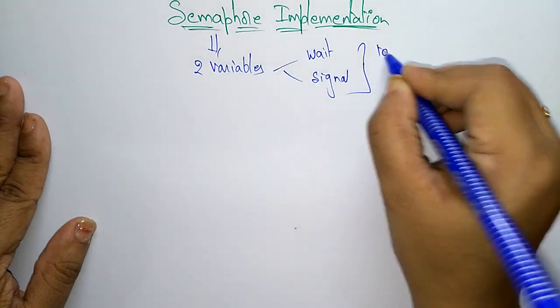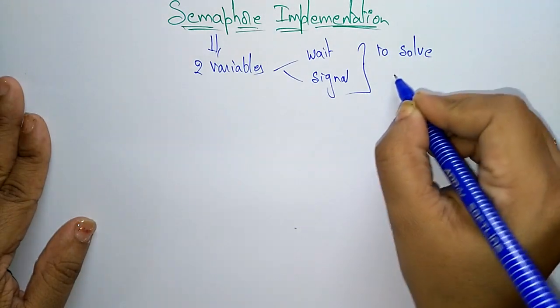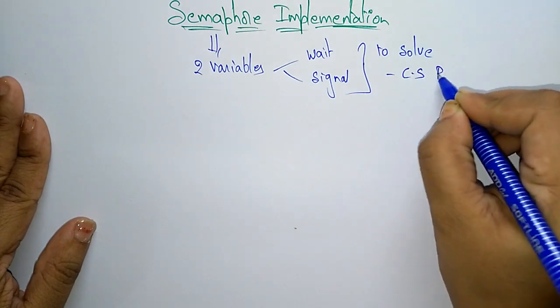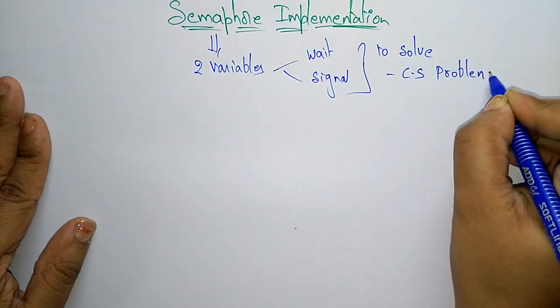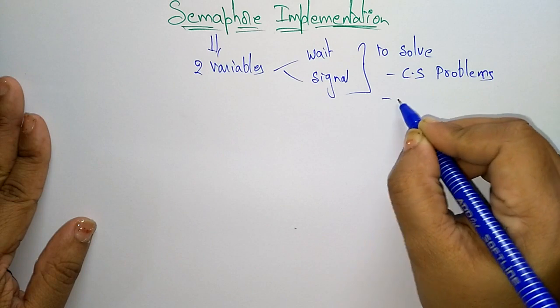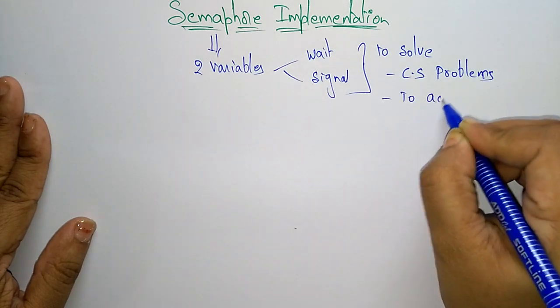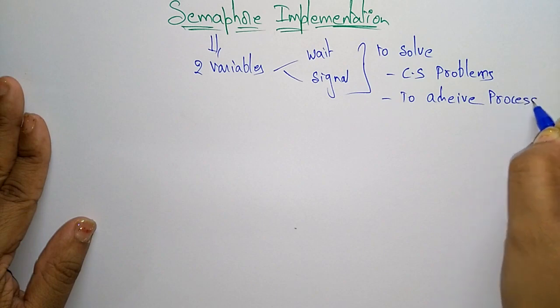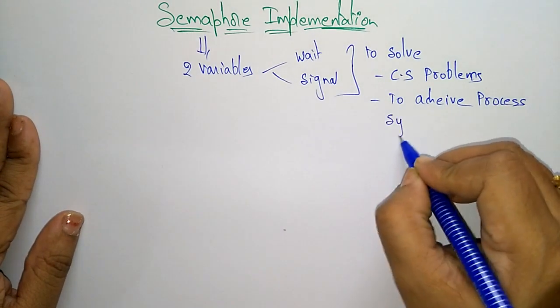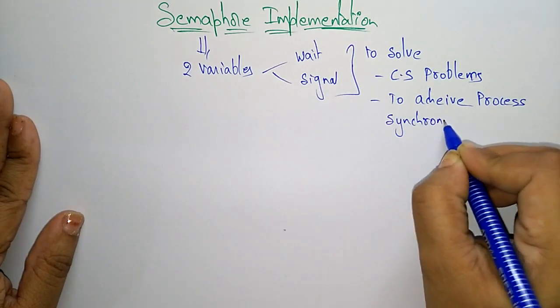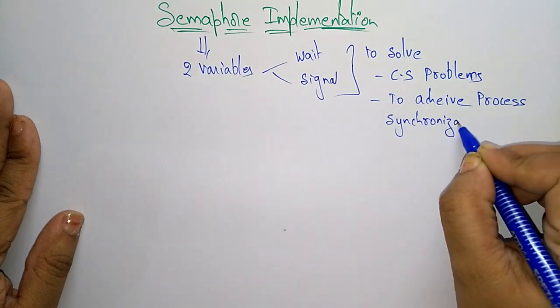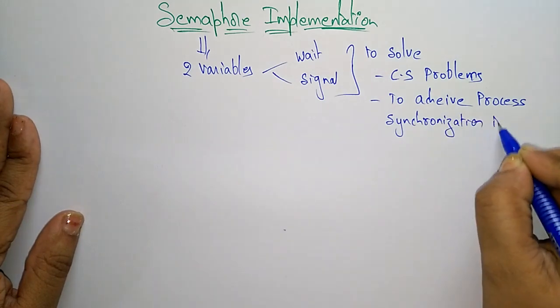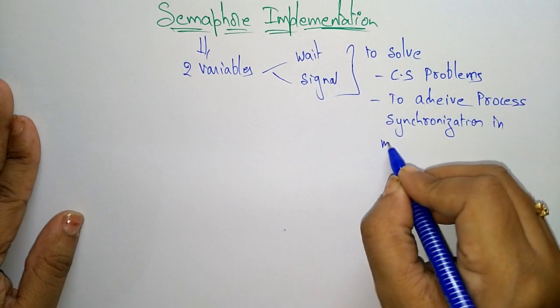It is used to solve critical section problems and also to achieve process synchronization. That is the main thing. To achieve process synchronization, we are using the Semaphore's variables in a multi-processing environment.